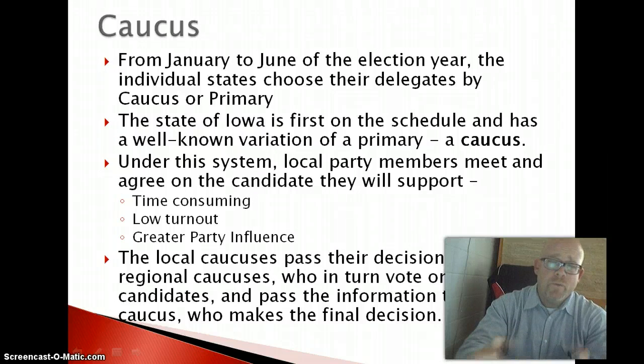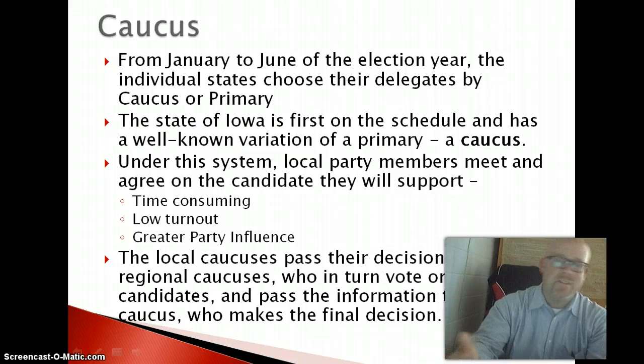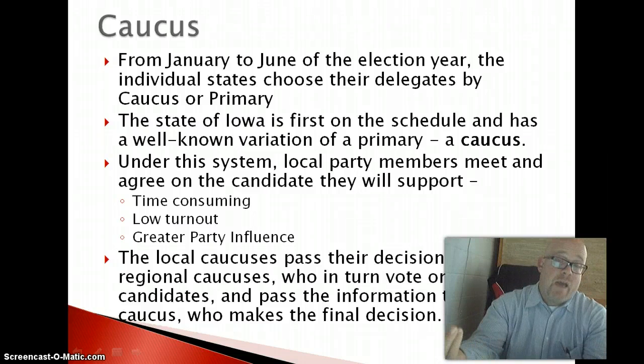All right, we're going to be talking about caucuses and primaries. Caucuses are one way that states are going to allocate delegates. Between January and June of each election year, the individual states are going to choose how they're going to pick their delegates, either through the caucus or the primary process.